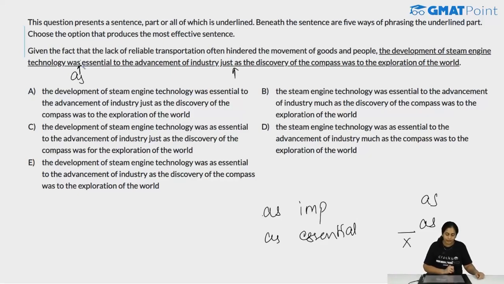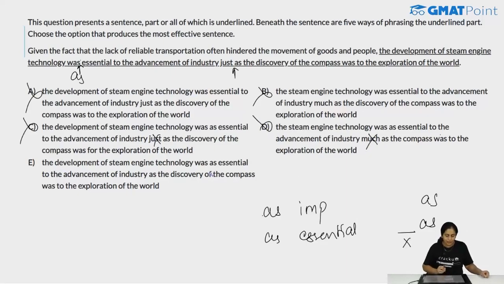So, let us take a look at the options. The development of steam engine was essential is incorrect, it should be as essential. Was essential again is incorrect. The development of this was as essential to the development of industry, just as is incorrect. So, this can also be eliminated. Was as essential to the advancement of this, much as is also incorrect. You should not put much in front of it.